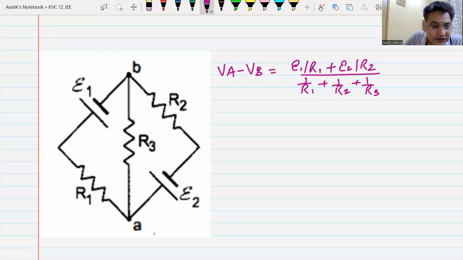I hope everyone has understood this concept of how it is done. Yes or no? Yes, sir. Okay, that takes me to the next problem.